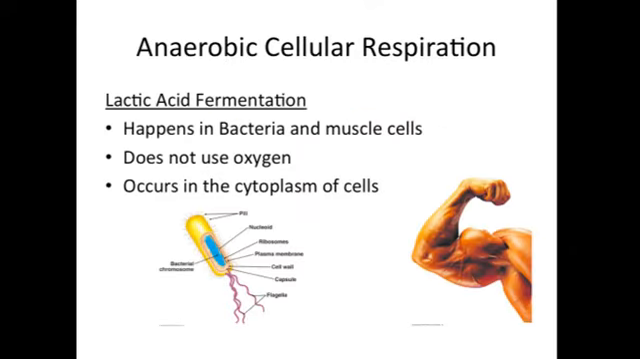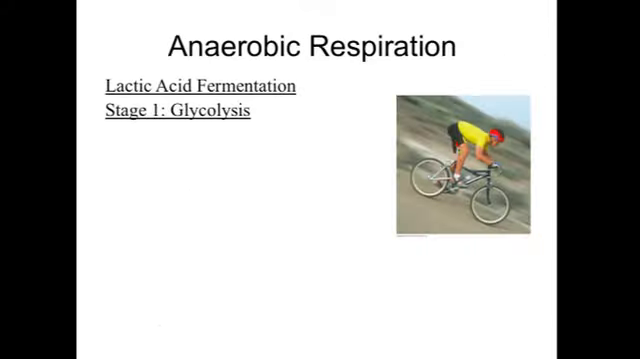We look at anaerobic cellular respiration. First, we're going to look at lactic acid fermentation. And remember, there's two types of anaerobic respiration: lactic acid fermentation and alcoholic fermentation. Lactic acid fermentation happens in bacteria and muscle cells, but only in our muscle cells under extreme exercise. It doesn't require any oxygen, and it occurs in the cytoplasm.